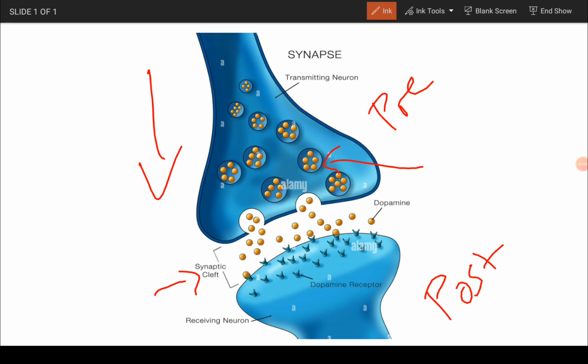Now these transmitters diffuse, and they bind to the receptors on the postsynaptic neuron, and that information is essentially received and processed, and that chemical is understood to be what it actually is. And then, depending on the type of chemical it is, there are going to be two types of effects.